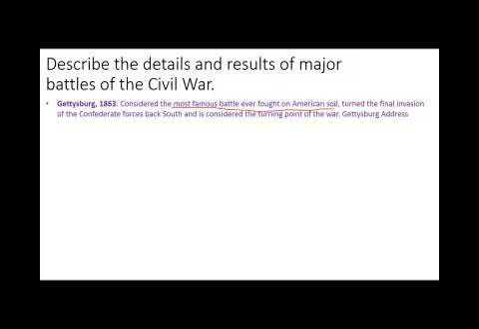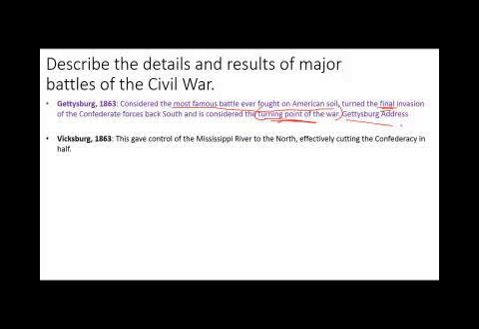Okay? Turning point, the final invasion. Final, that's a great word to be analyzing there. Final invasion of the Confederate forces back south, considered the turning point of the war. Most important idea here, most important turning point of the war, as well as gave cause to the issuing of the Gettysburg Address. Vicksburg, 1863, gave control of the Mississippi River to the North, effectively cutting the Confederacy in half.